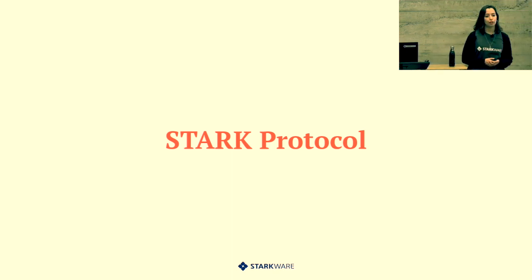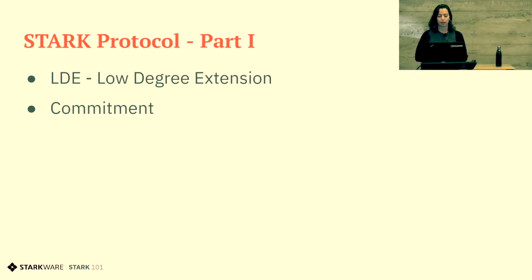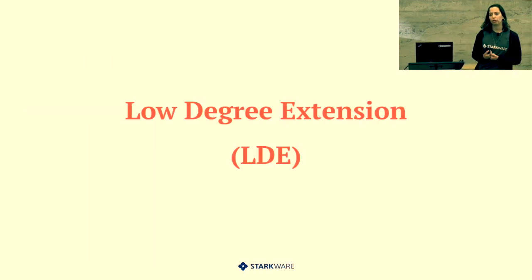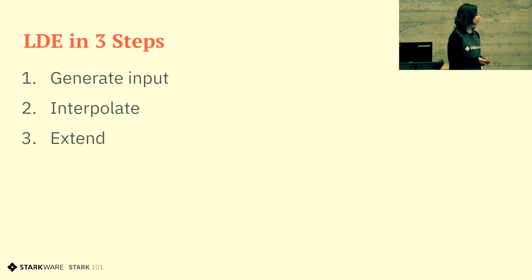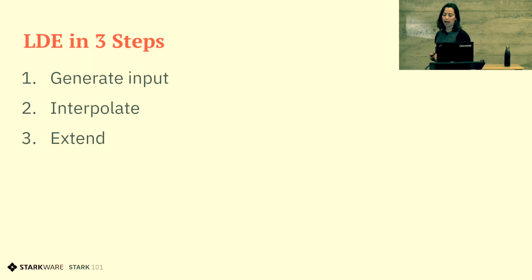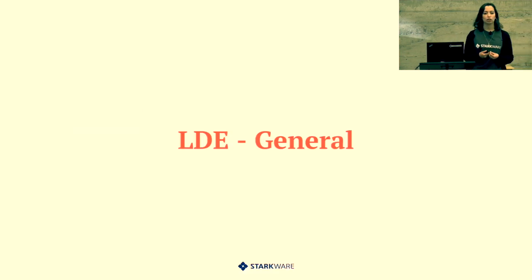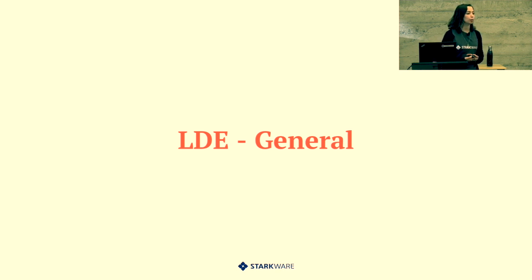So I'm going to present first the low degree extension, which maybe some of you know, but if you don't, I'm going to explain everything you need to know. And then a commitment phase. So what is low degree extension? It is a mathematical method that helps us to encode our sequence, our data, and we're going to do it in 3 steps. First, we generate some input. Then we do an interpolation, and eventually we do an extension. So again, I'm going to explain what low-degree extension is in general, and not Stark specific, and then I'm going to show how we are using it in our protocol.